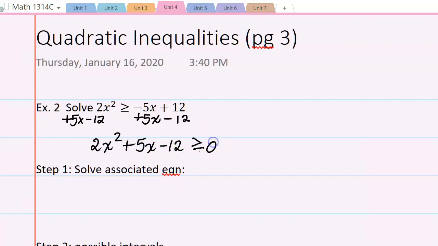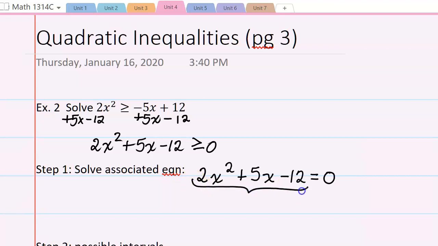Step 1 for solving quadratic inequalities is to solve the associated equation. This means we need to solve 2x squared plus 5x minus 12 is equal to 0. We will solve this by factoring, so let's factor 2x squared plus 5x minus 12 into the parentheses of x plus 4 and the parentheses of 2x minus 3, and this is equal to 0.